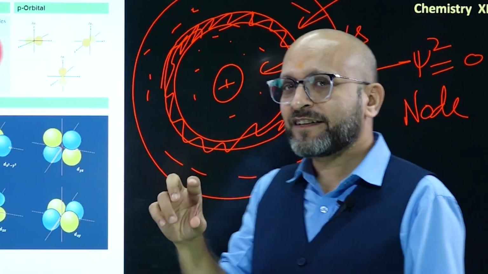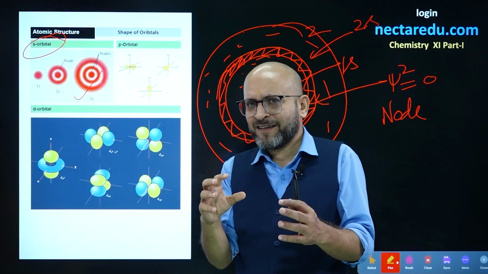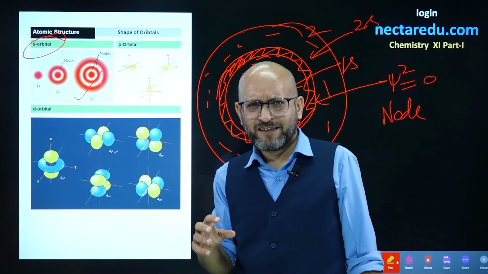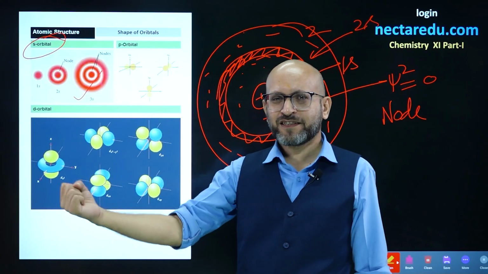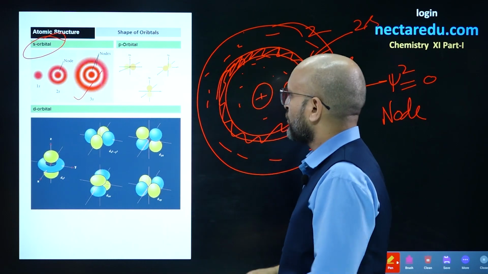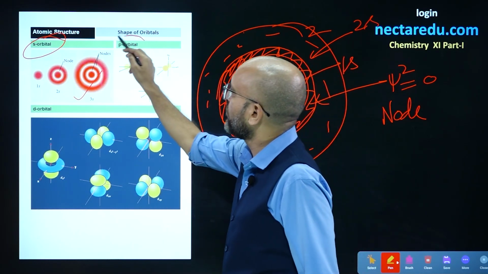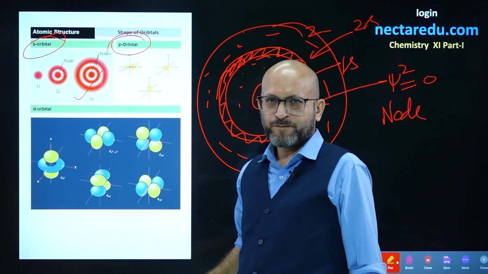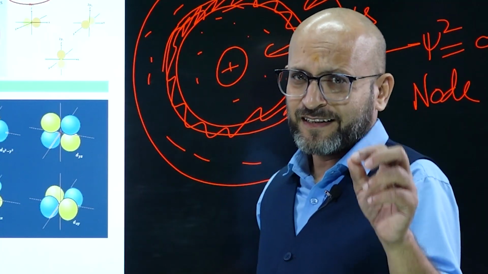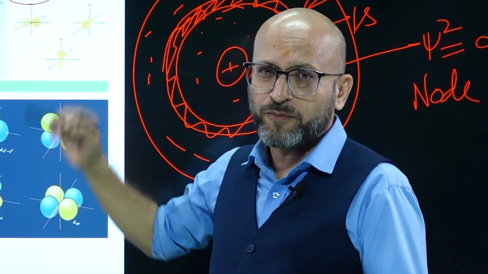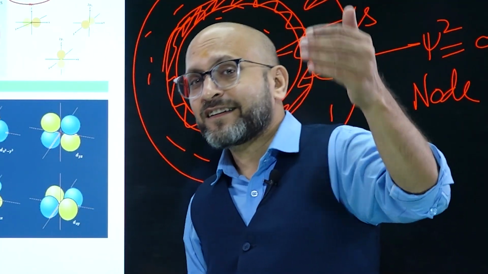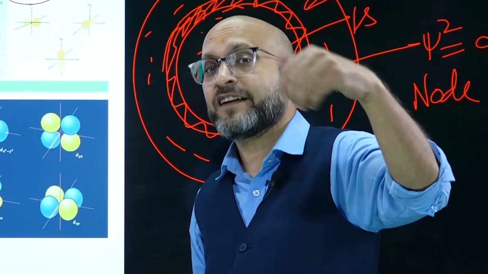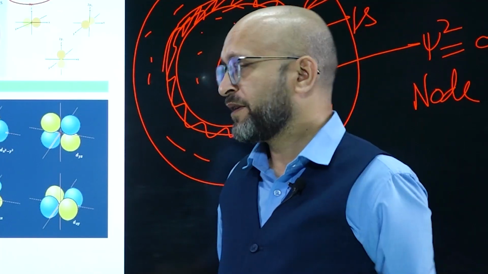Similarly, we have certain dumbbell-shaped regions. You know dumbbell, right? In the gym people go and do some exercises with a dumbbell, that dumbbell. So the dumbbell-shaped region, the orbital, is known as p orbital. If it is present in the second orbit, you say 2p orbital. If it is present in the third orbit, you say 3p orbital. If that dumbbell region is present in the fourth orbit, you say 4p orbital.